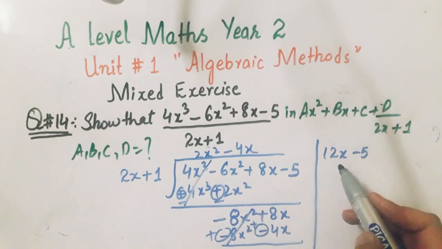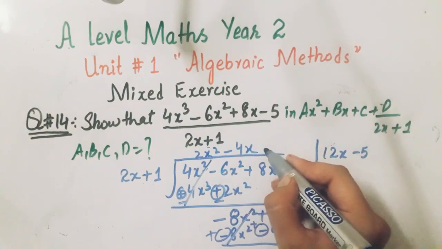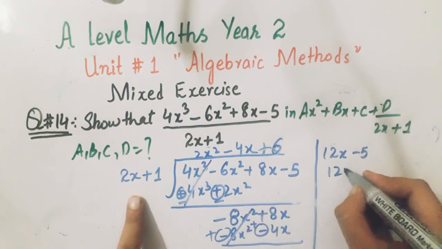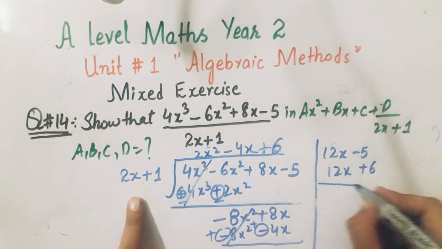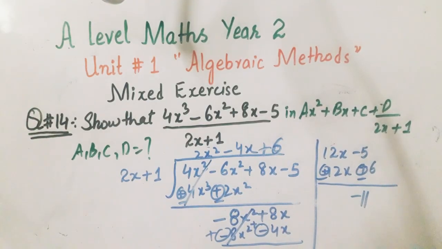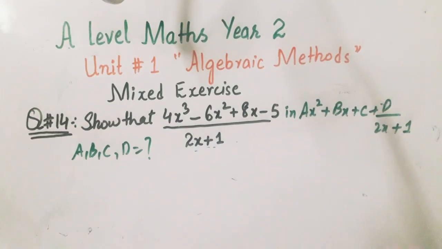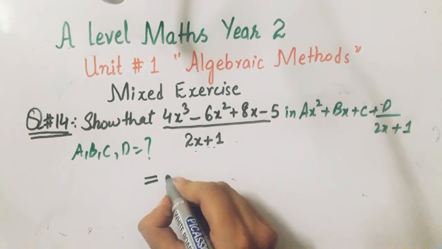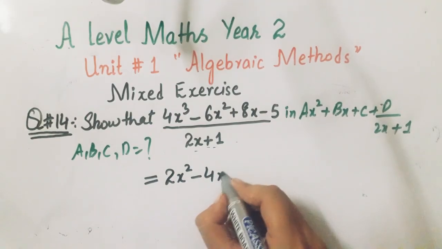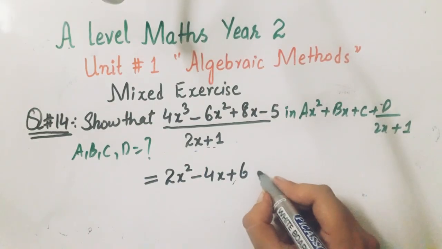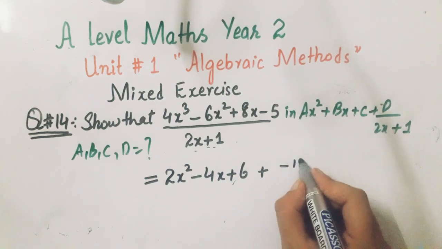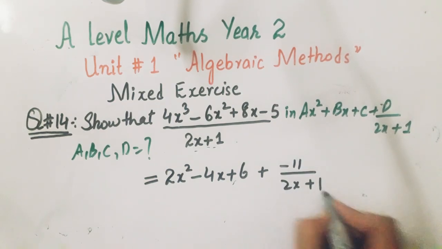Now to make 12x, we will multiply 2x by 6. So it will become 12x plus 6. Now change the signs. You get minus 5 minus 6, which is minus 11. Now we will write in the form of quotient, that is 2x square minus 4x plus 6, and then the remainder is minus 11, divided by 2x plus 1.